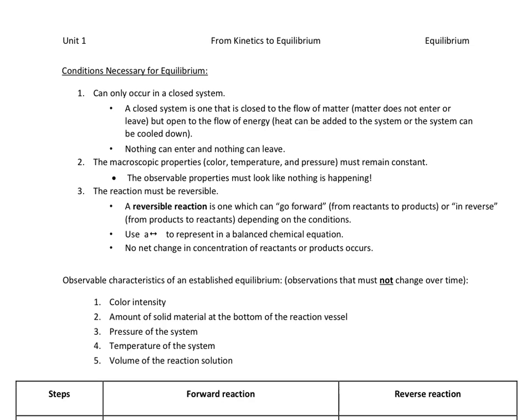As well, the macroscopic properties like color, temperature, and pressure must remain constant. That means that the observable properties must look like nothing is happening. Lastly, the reaction itself must be reversible. A reversible reaction is one that can go forward from reactants to products and in reverse from products to reactants, depending on the conditions. We use a double-headed arrow in order to represent that in a balanced chemical equation.